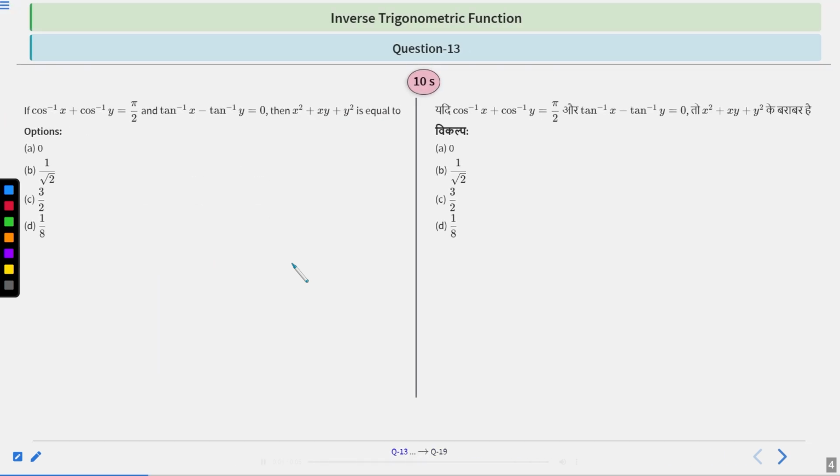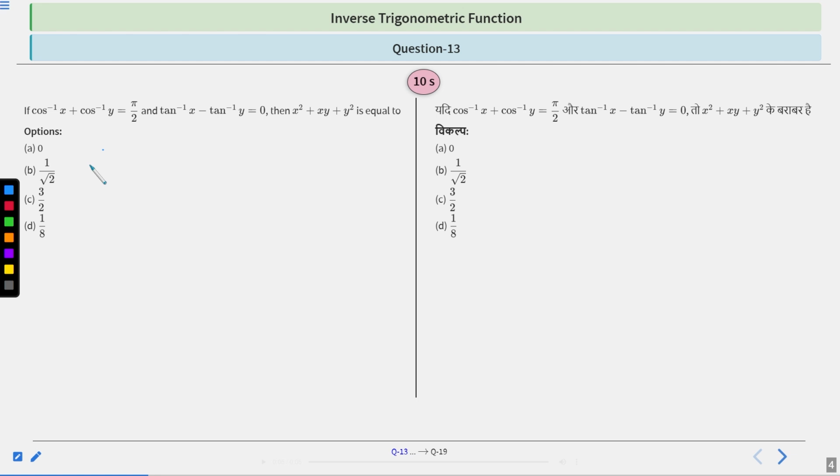Let's move to the question part. So let's start from question number 13, which says if cos inverse x plus cos inverse y is equal to pi by 2 and tan inverse x minus tan inverse y is equal to 0, then what will be the value of x square plus xy plus y square?